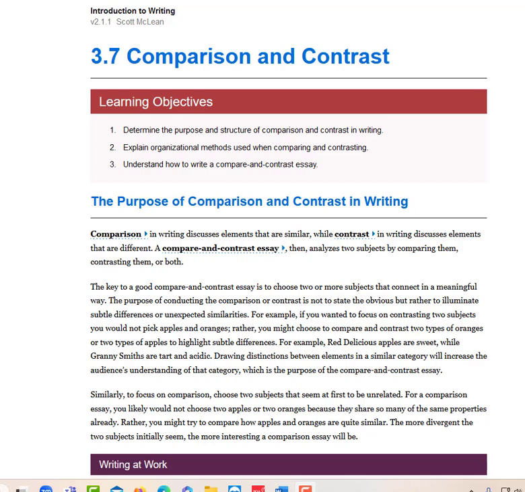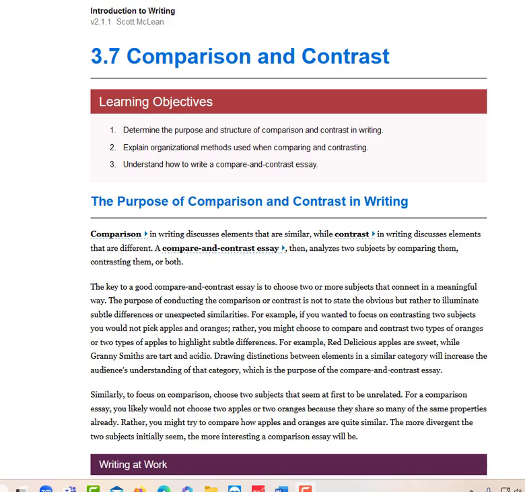So comparison is when you compare two things that are similar. Contrast is when you compare two things that are different. A comparison-contrast essay then analyzes two subjects by comparing them, contrasting them, or both. So either you're looking at the similarities between two objects, and that's comparison, or you're looking at differences between two objects, and that's contrast.